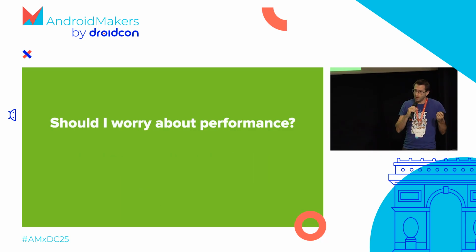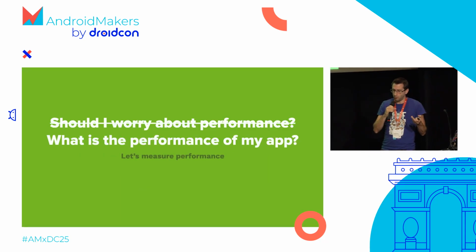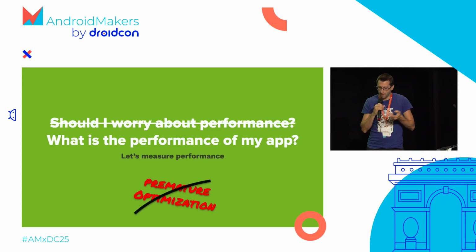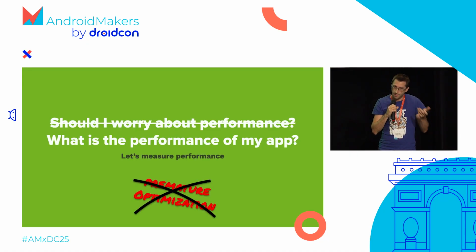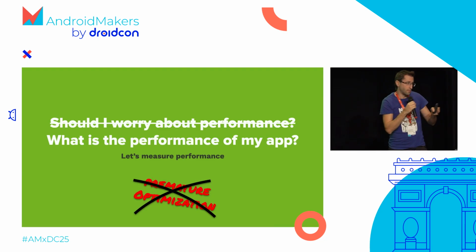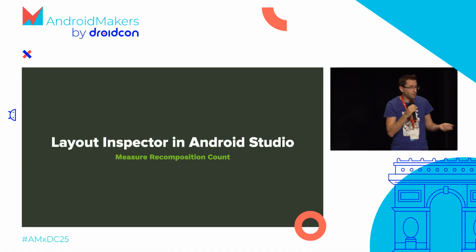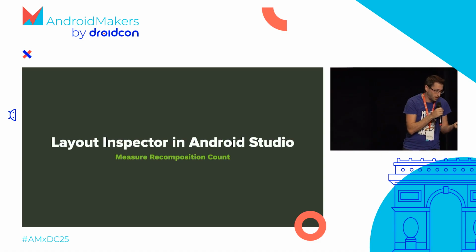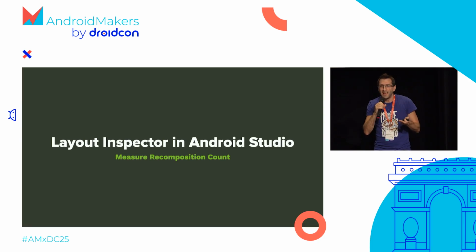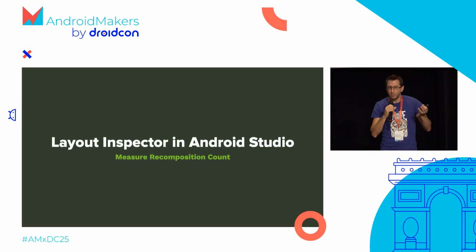So maybe we can rephrase this to something different and start with the question of, what is the performance of my app? Do I have problems that I have to take care of? And then you can start avoiding this premature optimization and focus on real problems based on real feedback. Where can we start? Well, luckily enough, we have our dear friend Android Studio with a layout inspector that I hope all of you have opened. And if you have seen, since quite some time, when you analyze the layout of your composables, you will see some nice counters on the side that will tell you the recomposition count.